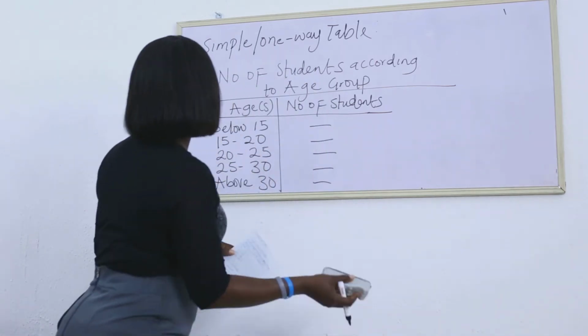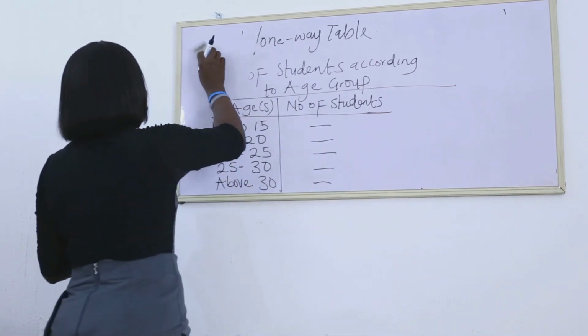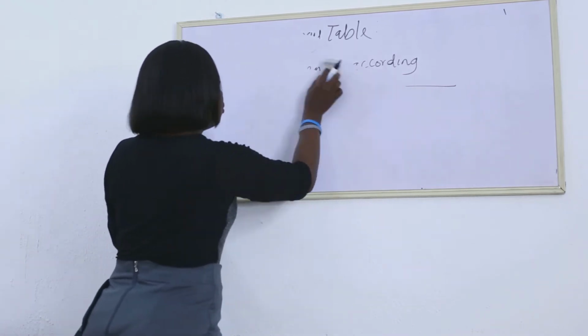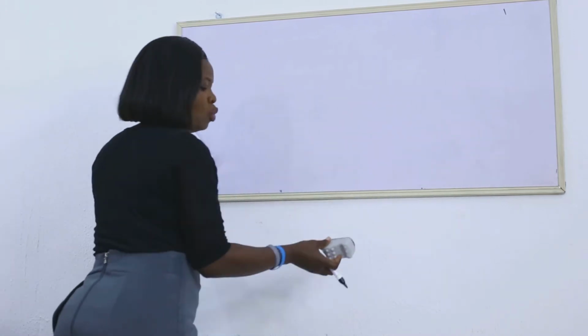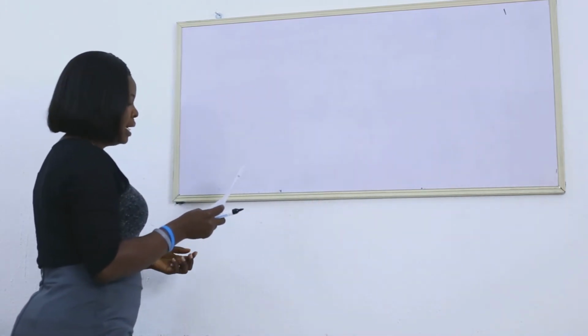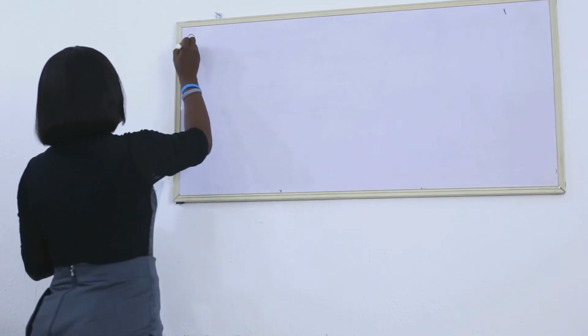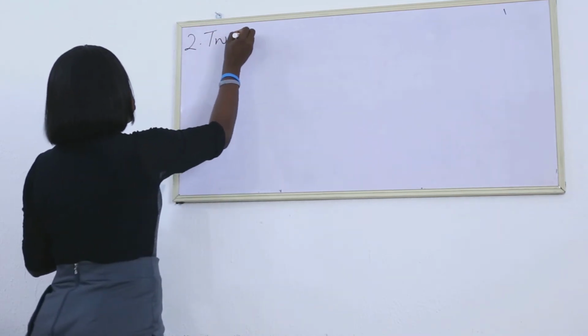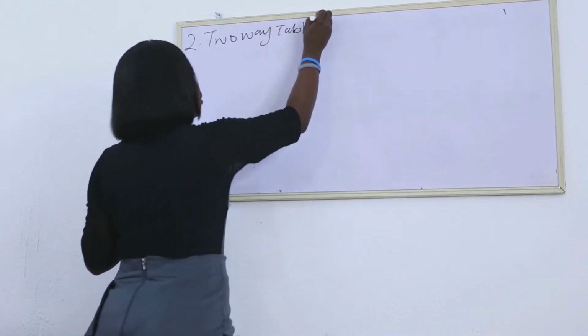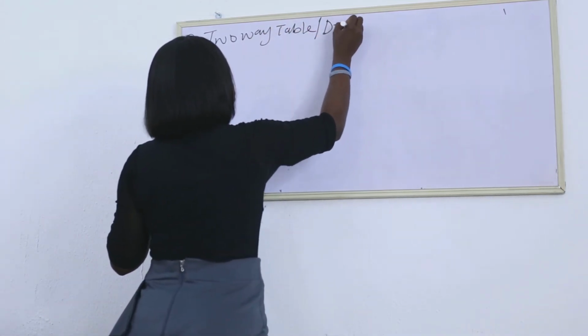Then let's also look at an example of a two-way table. The second one we'll be looking at is an example of a two-way table where two characteristics are represented. This is an example of a two-way table, or we can also say double characteristics.